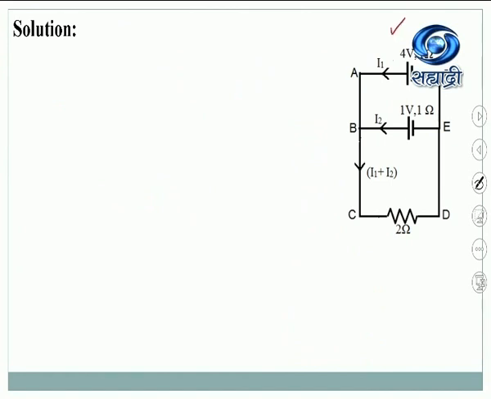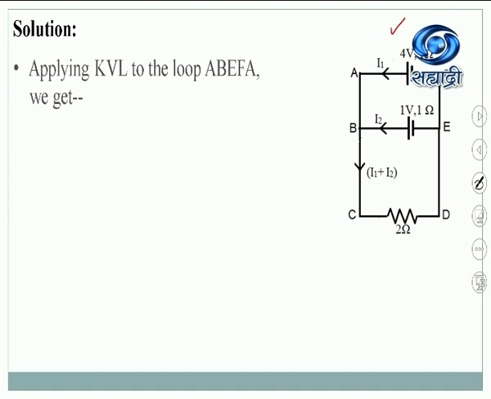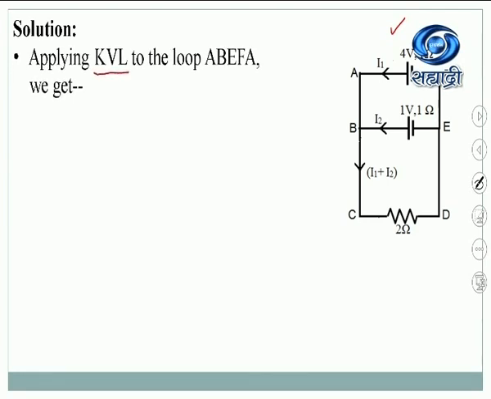Now we shall see how to find this current. The same diagram is drawn here again. We shall apply Kirchhoff's voltage law to the loop A, B, E, F, A. See, where is this loop A, B, E, F, A? Like this. To this loop we are applying Kirchhoff's voltage law. We are coming from A to B, there is no electrical component there. From B to E, there is a cell having 1 volt EMF and internal resistance 1 ohm.